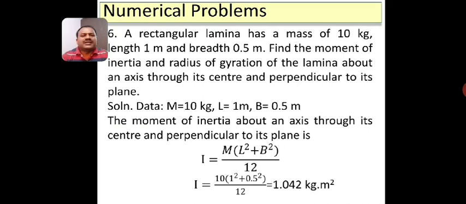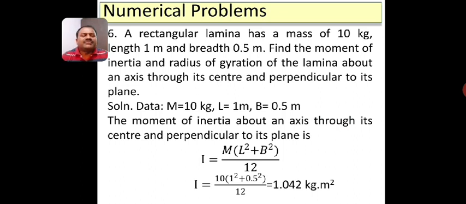Next, a rectangular lamina has a mass of 10 kg, length 1 meter and breadth 0.5 meter. Find the moment of inertia and radius of gyration of the lamina about an axis through its center and perpendicular to its plane. So the data given here is mass m is equal to 10 kg, length of the lamina L is equal to 1 meter and breadth of the lamina B is equal to 0.5 meter.